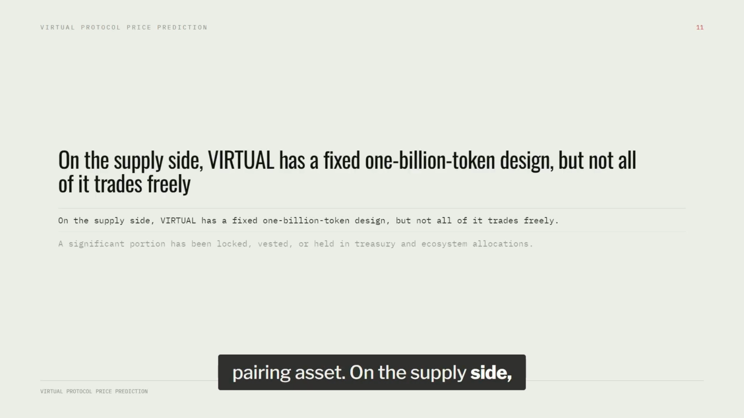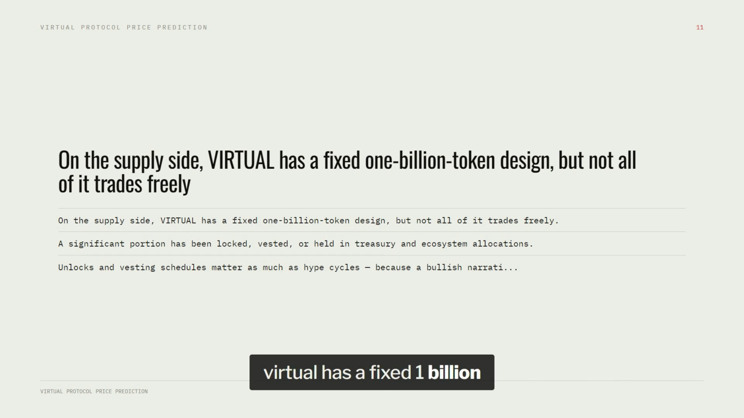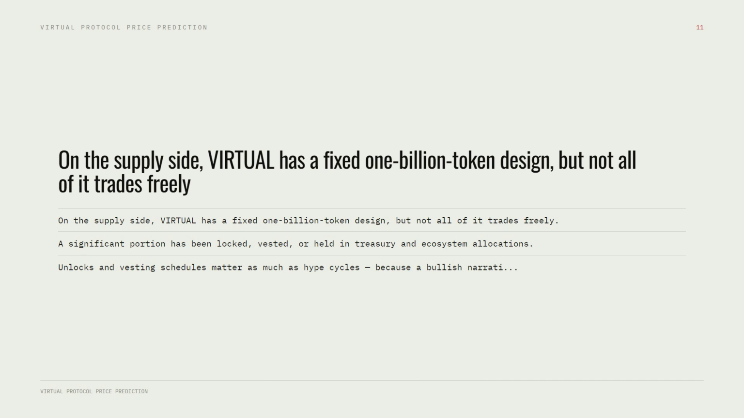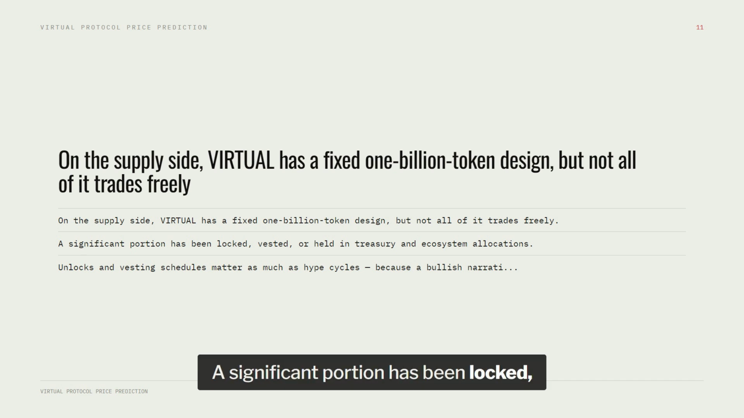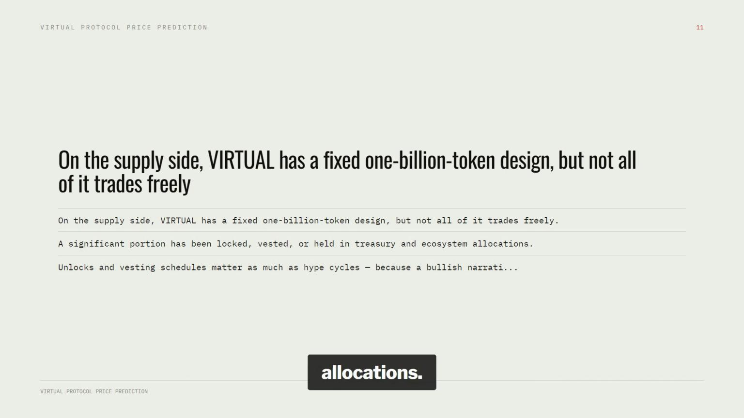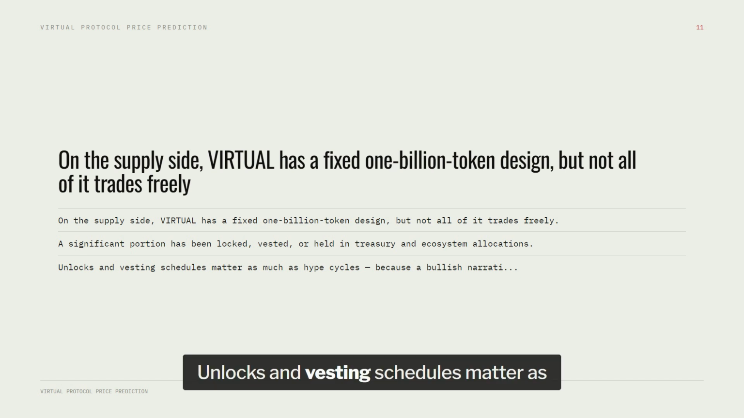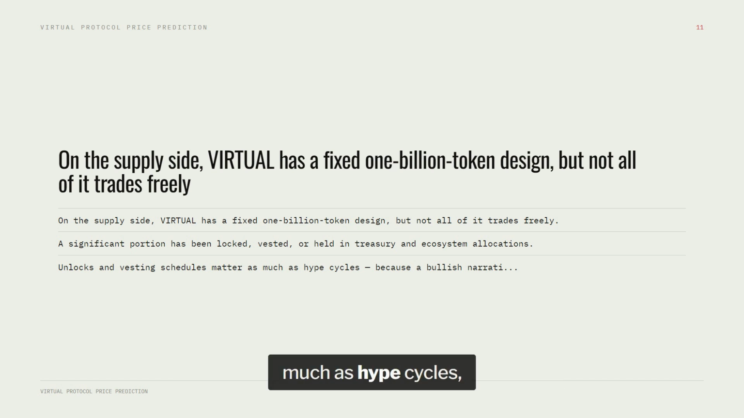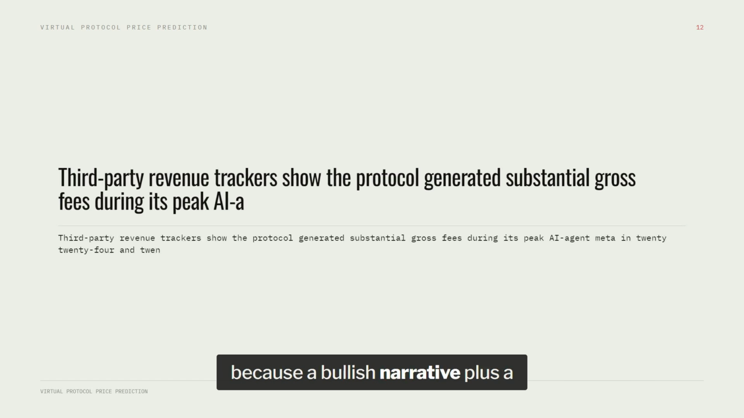On the supply side, Virtual has a fixed 1 billion token design, but not all of it trades freely. A significant portion has been locked, vested, or held in treasury and ecosystem allocations. Unlocks and vesting schedules matter as much as hype cycles, because a bullish narrative plus a large unlock is a familiar crypto pattern.